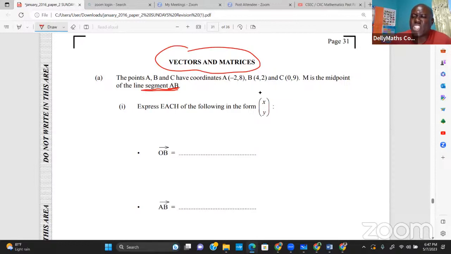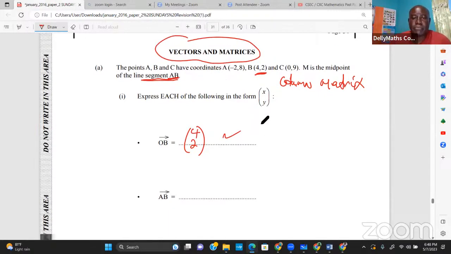This is what we call a column matrix. This is just a column matrix, right? And vectors are represented in column matrix if you're going to be using matrices. If you're not using algebra, it's represented here. Now, the moment you have a position vector system, the coordinates of the point is indirectly the position vector. So B is (4, 2). So OB is (4, 2) in that form. So that's that, very simple, straightforward.